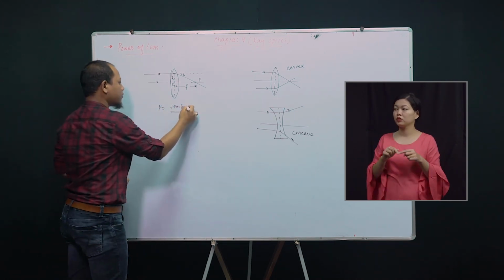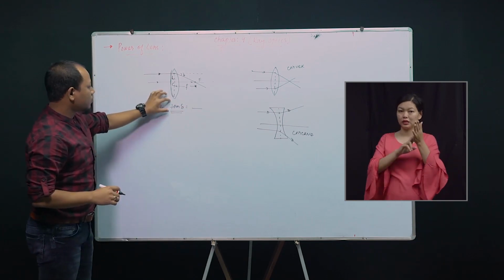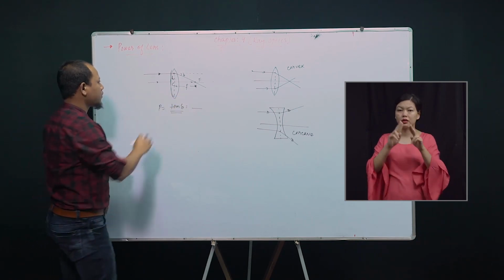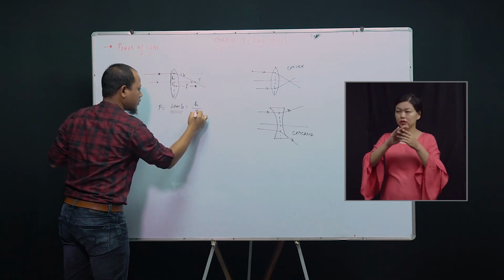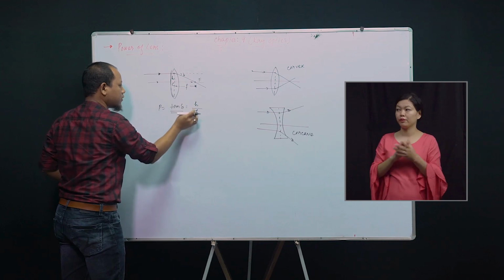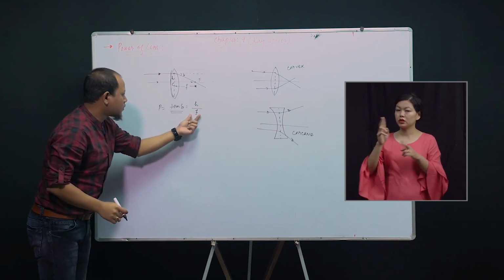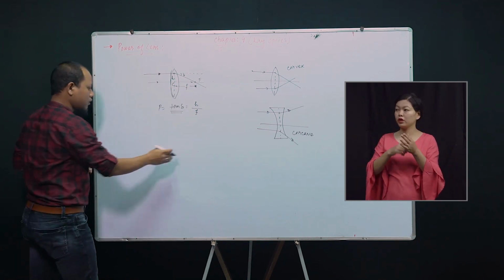If I use trigonometry here, tan means perpendicular by base. Here the perpendicular is h, and the base is CF, whose measurement is f. Okay, so let me give you the definition now.